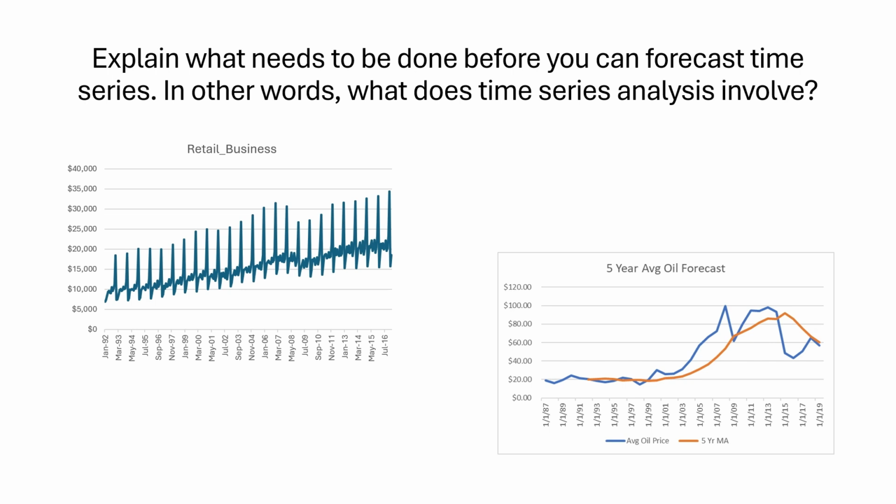Many models require stationary data, so transformations like differencing or logarithms may be used. Decomposition is also important, breaking the series into trend, seasonality, and residuals. Analysts use tools like ACF and PACF plots to find lag relationships and identify model parameters. Removing outliers or smoothing the data helps improve accuracy. Overall, time series analysis prepares the data so the forecast model can make reliable predictions based on historical patterns.